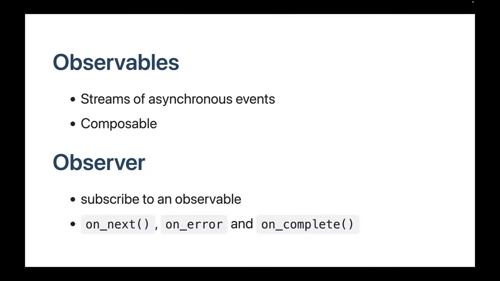So I talked about the observables in the reactive extensions library. Observables are nothing but streams of asynchronous events. Don't worry if there are some terms which you haven't heard before. Okay, I'm going to show you some diagrams afterwards. It'll be fun actually. And so observables are also composable. As I told you, asynchronous streams can be merged, they can be concatenated. So they are composable.